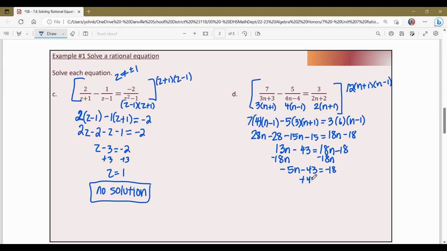I can add 43 and add 43. Negative 5n equals 25. Divide by negative 5. n equals negative 5. Make sure that you check your excluded values. It looks like n cannot be plus or minus 1. So negative 5 is okay.